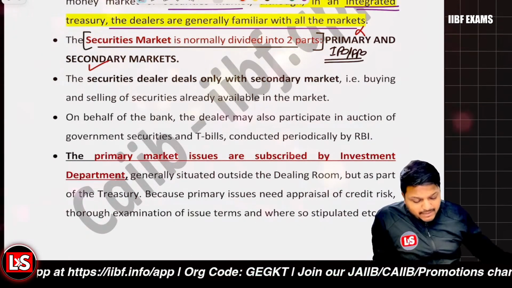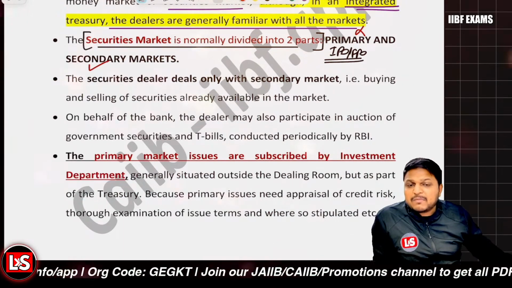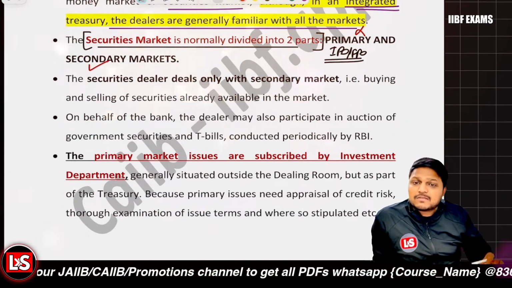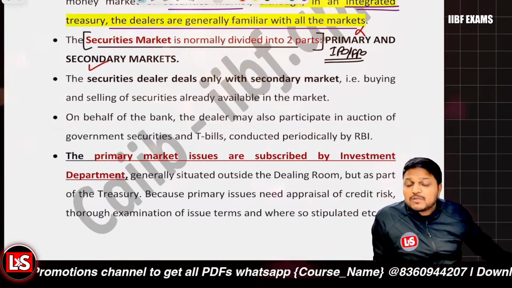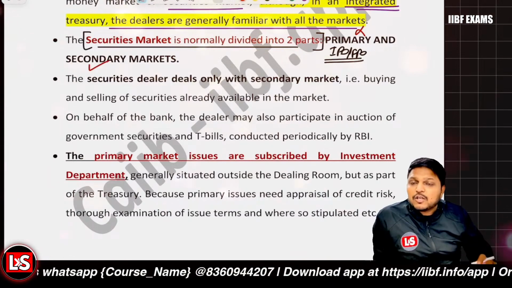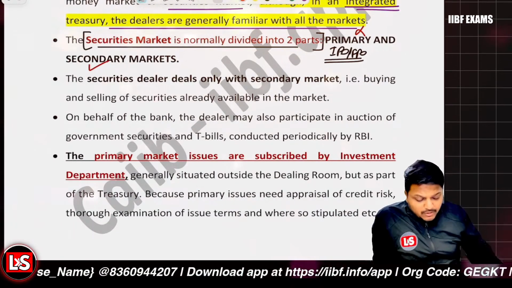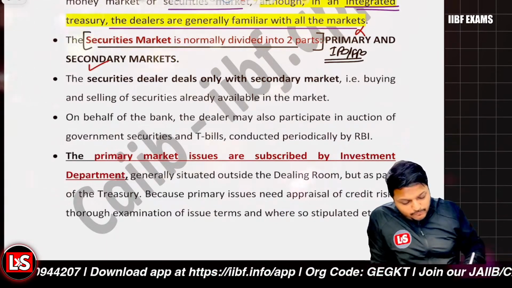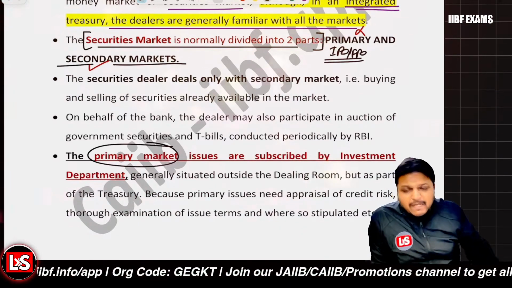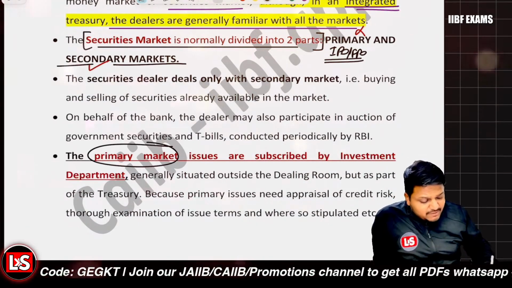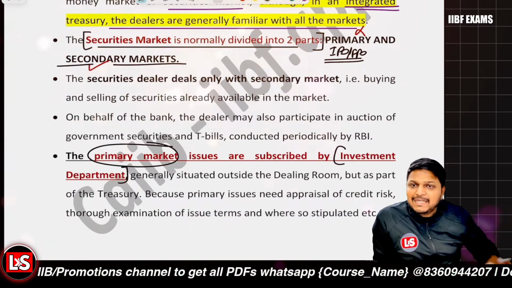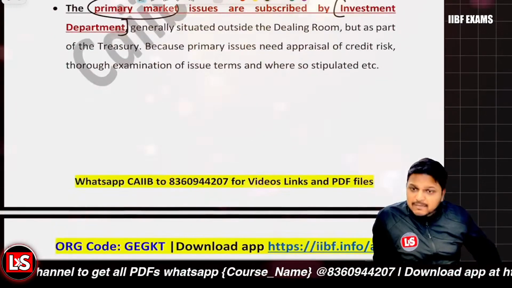Why are the primary market activities not being done by the front office? Because there is another level of risk involved, because proper credit assessment is to be done, the examination of the issuing term is to be taken care of, and also the regulatory compliance is to be looked into on the part of the primary market. So when we are talking about the securities market, we are dealing with the secondary market and not with the primary market. The primary market is being dealt by the investment department. That's another department out of the purview of the dealing room, right? So that is about the front office.